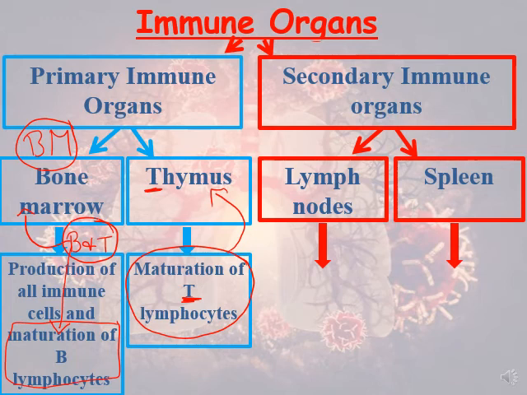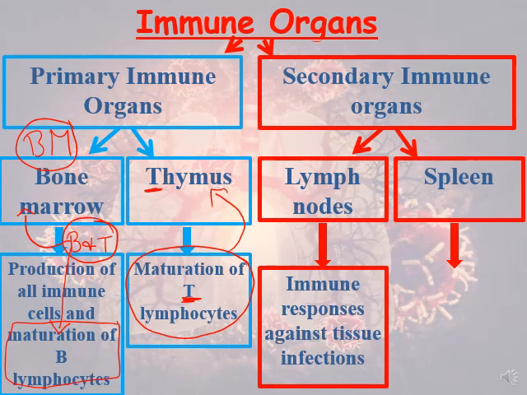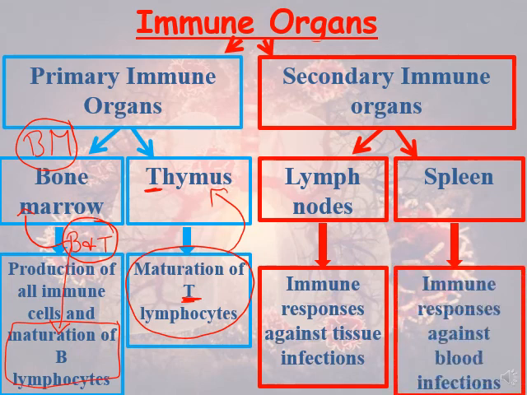Okay, moving to secondary immune organs. We have the lymph nodes and the spleen. Lymph nodes have an important role: the immune response against tissue infection occurs at the level of the lymph nodes, whereas in the spleen, the responses take place against blood infection. This is the difference between the spleen and the lymph node.